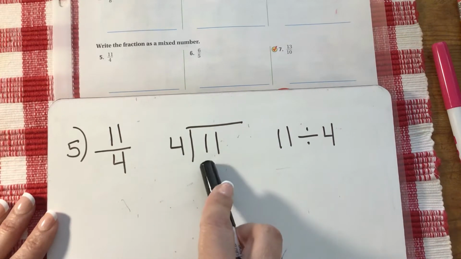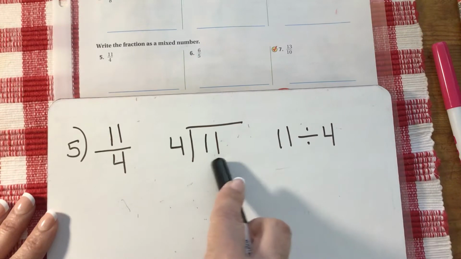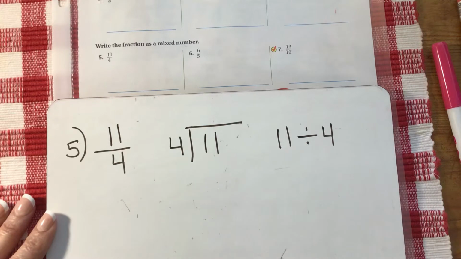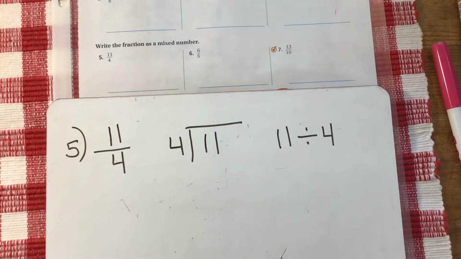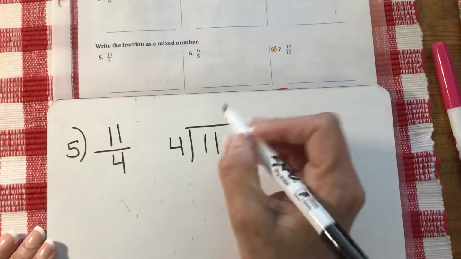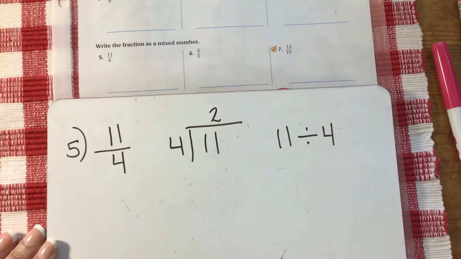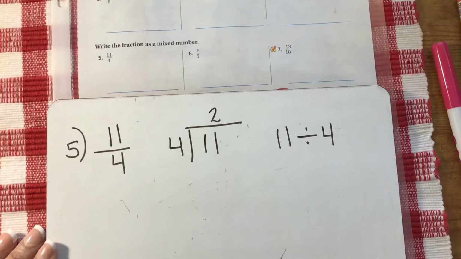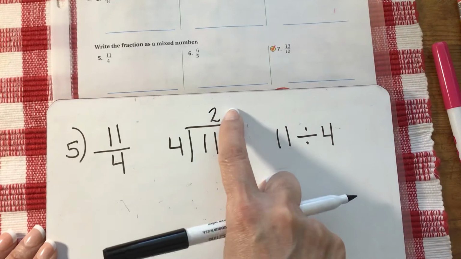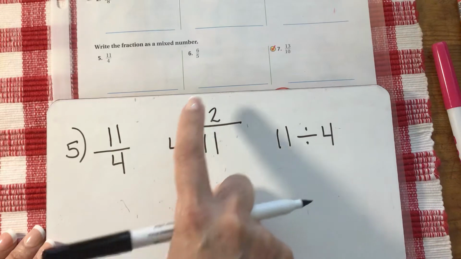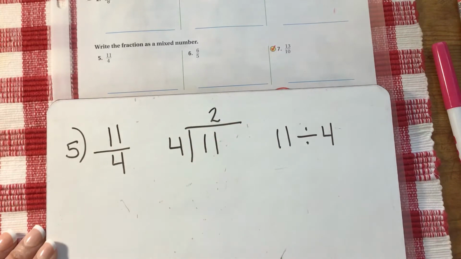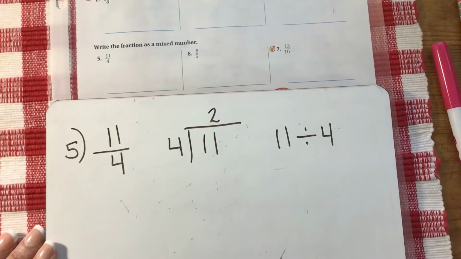4 times something doesn't equal 1. So we have to look at 11. 4 times what gets me close to 11, but I cannot go over 11? And it is 4 times 2. 4 times 2 is 8. If I tried 3, then that would be 4 times 3 equals 12. Well, that's too much. I can't use that.